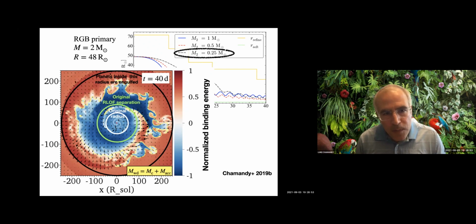But you can see that it expands, even by this time in the simulations, about to the black circle. And so any planet in between these black and green circles would have been engulfed and could potentially spiral to the center.